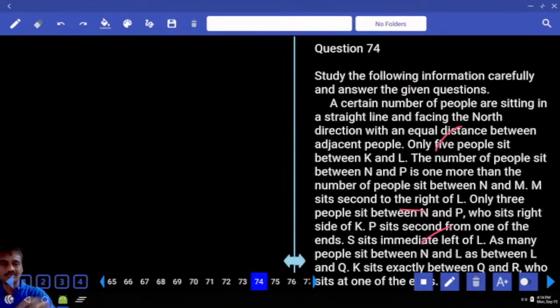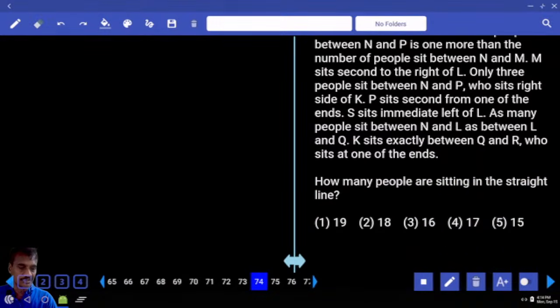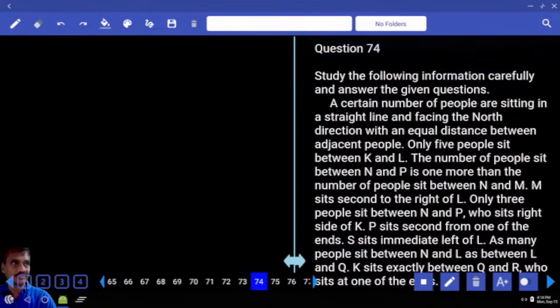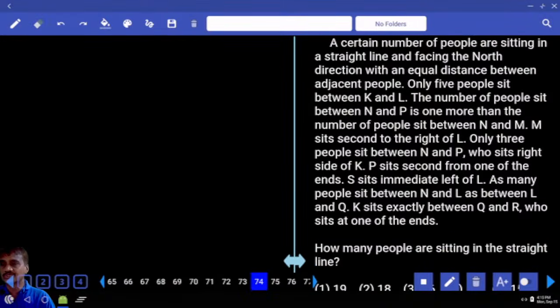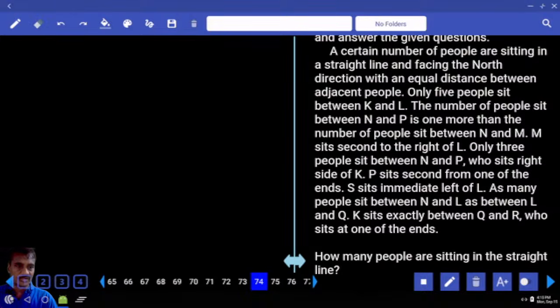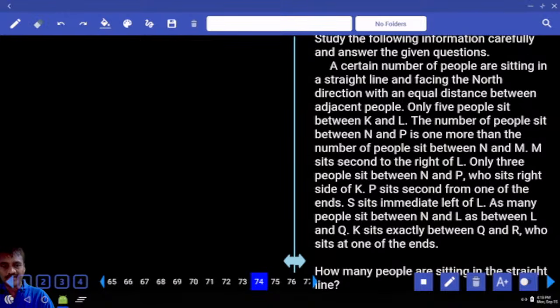Then 74 to 77, a certain number of people are sitting in a straight line, facing north. Now first or second priority? Already we have done one set in first priority. Clear? There are chances of easier sets coming, so we'll keep this one under the second priority. In general in the examination, you need to work out this one under the second priority only. Then only 5 in between K and L.